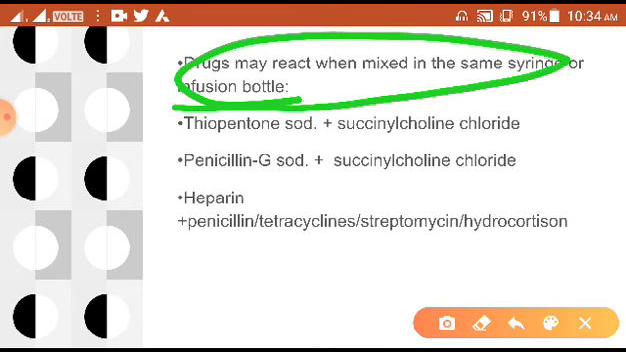Examples of such interactions are thiopentone sodium with succinylcholine chloride. If you combine these two drugs together, they react with each other. Penicillin G sodium with succinylcholine chloride, heparin with penicillin, tetracycline, streptomycin or hydrocortisone. These combinations, or mixing them together in one syringe, are not recommended.